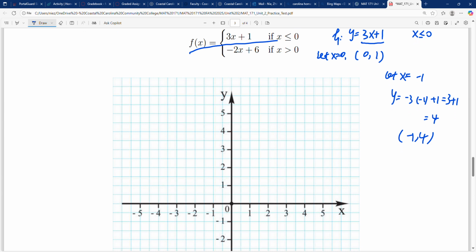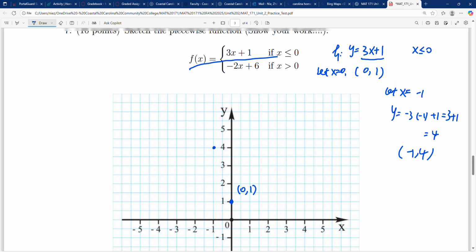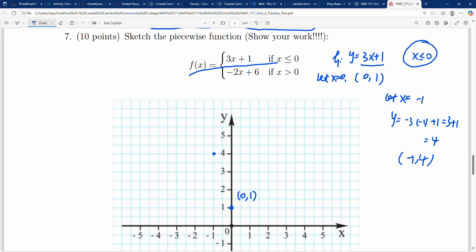Plug those points inside. So (0, 1) and (negative 1, negative 2). (0, 1) is this point, and (negative 1, negative 2) is this point, connect them. But you realize this is the domain, x less than or equal to 0, right? So you cannot use any value which is greater than 0. Use all the values less than 0.